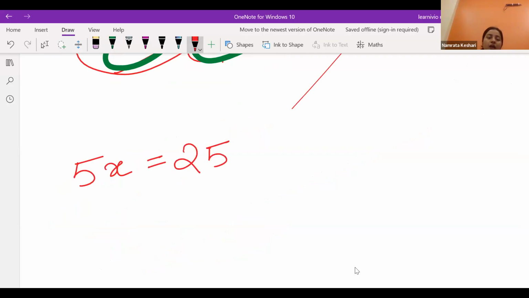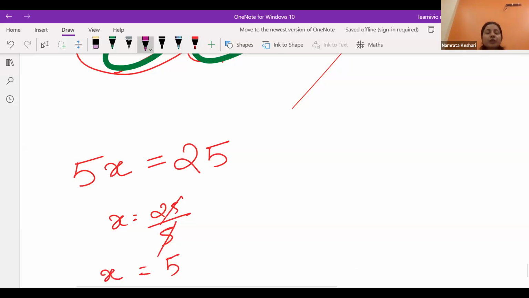Yes, ma'am. 5x equals 25, and if I ask you what is the value of x, please solve it. Very easy. Let's solve it. x equals 25 by 5. Can you see, is whatever I am telling matching with the screen, whatever I am writing? Yes, ma'am. Okay, because so many tabs I have opened, that's why. So 25 divided by 5, we are getting x equals 5. x is the solution. This is the answer over here.